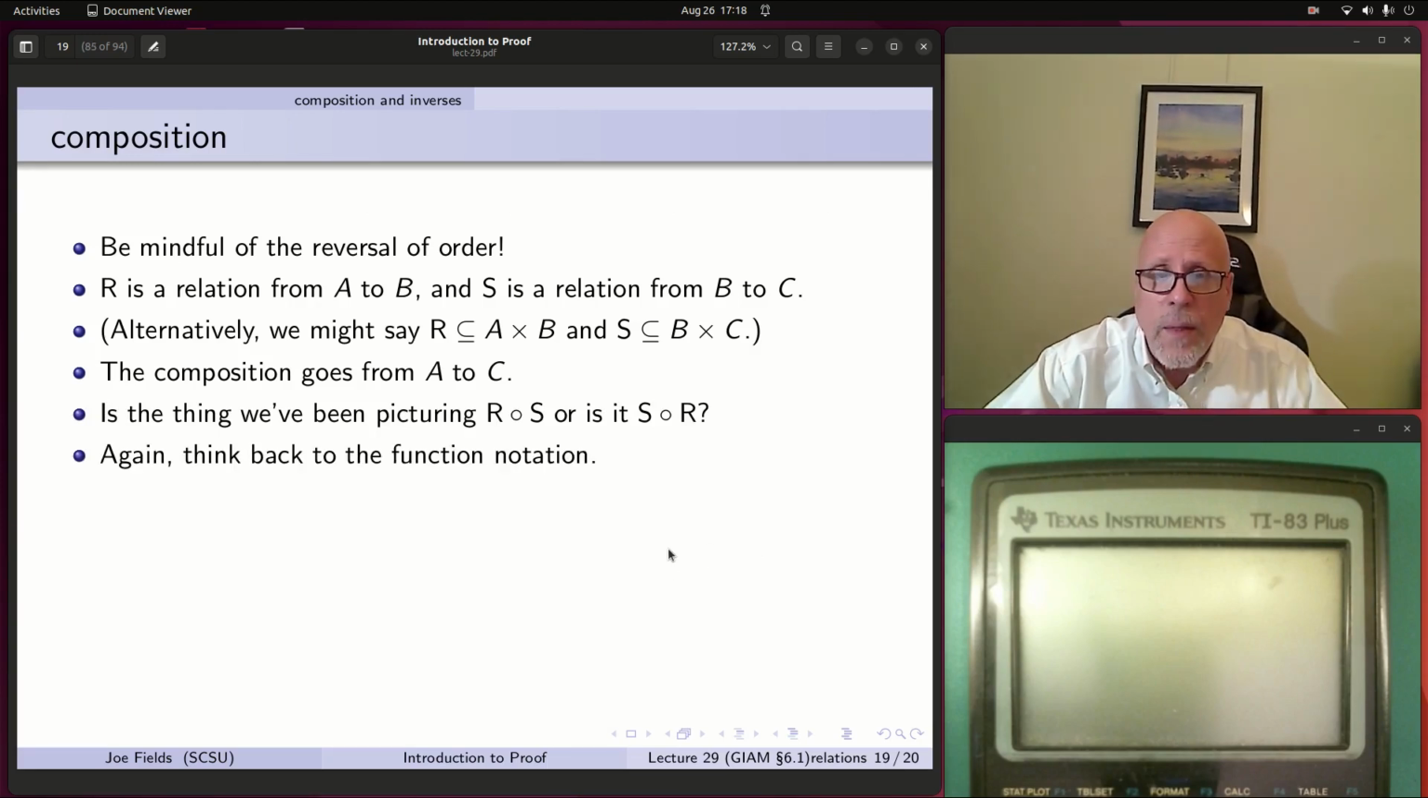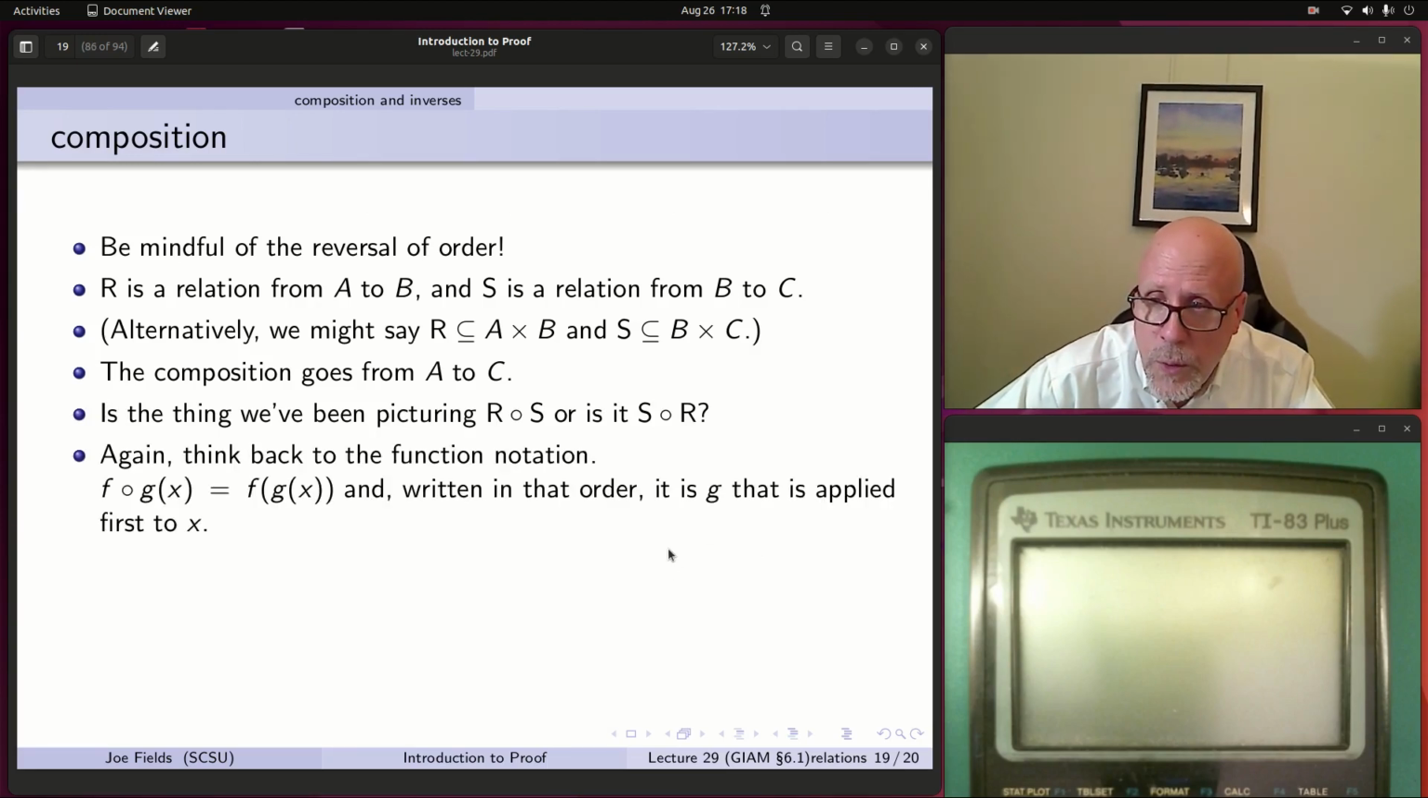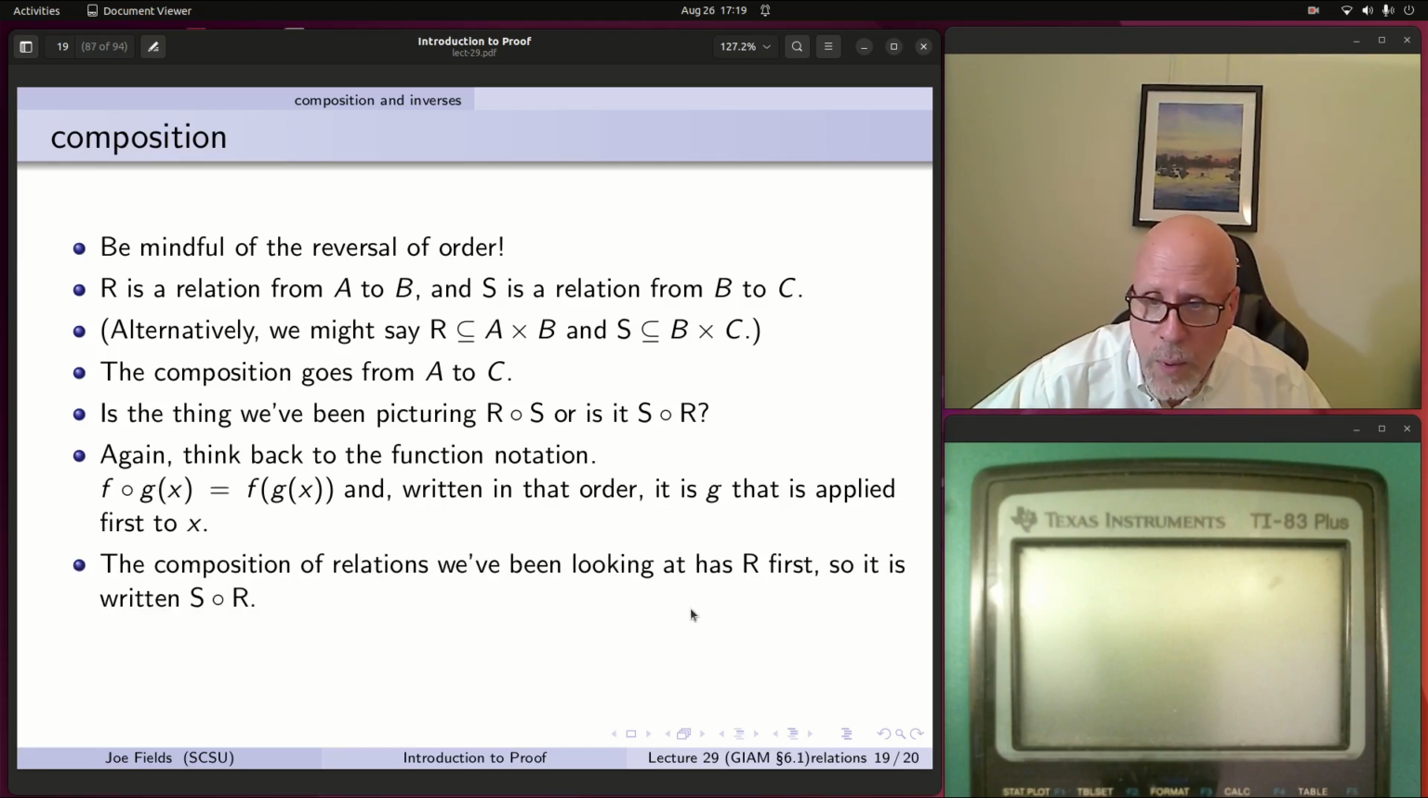Okay, so think back to how functions work. When you did the function f of g of x, it's f of g of x, and in that order, it's g that is applied first. Right? G is on the inside of the parentheses. So this is backwards. When you read it in the ordinary way, f composed with g, it makes you think f happens first, but it doesn't. G happens first. So the upshot of that is you should read compositions from right to left, not left to right. So the one we've been looking at being R first, it's actually S∘R.